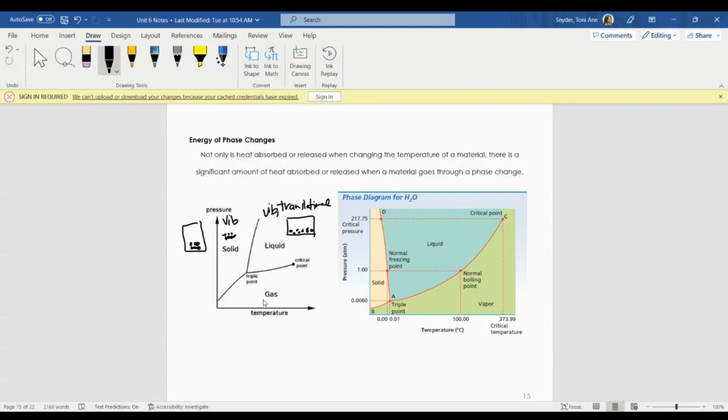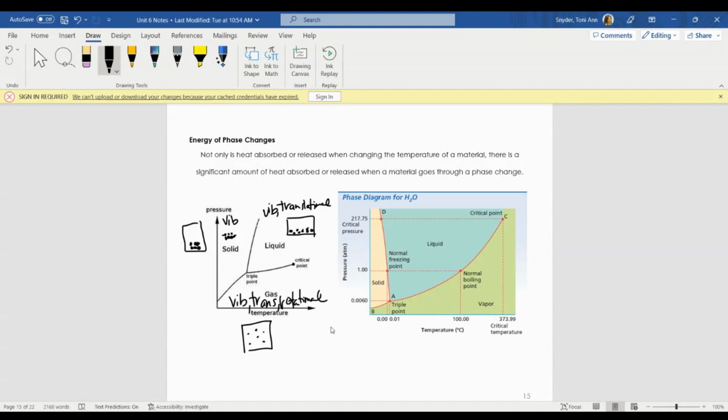Gases, on the other hand, have even more energy. They have vibrational energy, translational energy, but they also have rotational energy. If I were to draw what gas particles look like, these particles are very far apart relative to their size. If you remember the kinetic molecular theory, they're in constant, rapid, random motion. They hit the walls of the container, and there's no net loss of energy. Gases have a lot more energy than solids and liquids do.